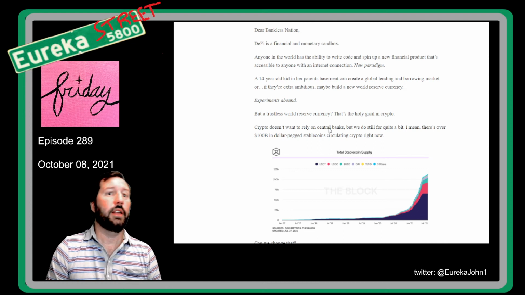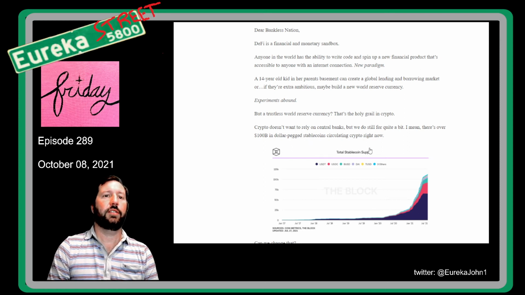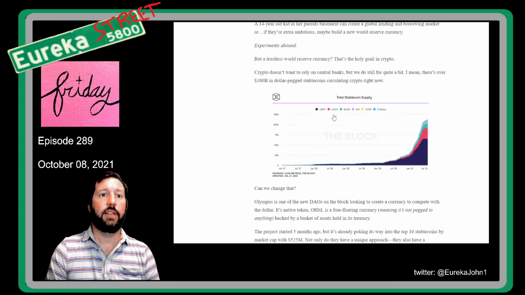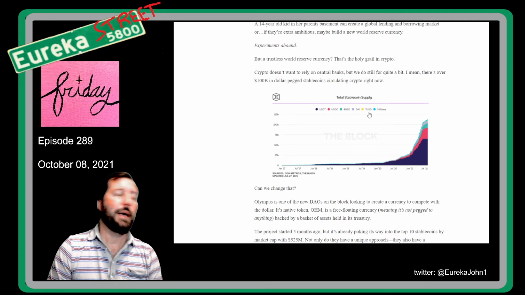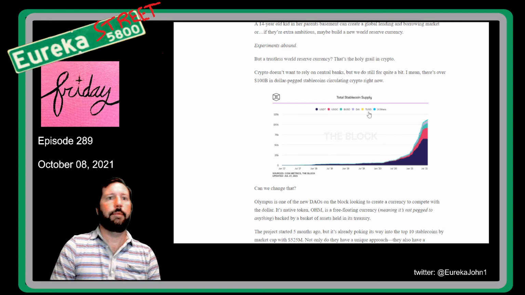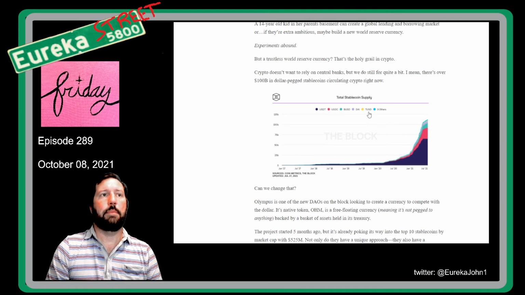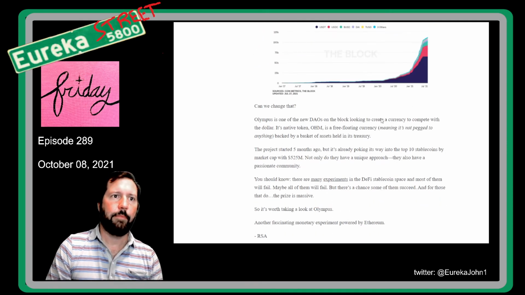Crypto doesn't want to rely on central banks, but we still do for quite a bit. I mean, there's over $100 billion in dollar-pegged stablecoins circulating in crypto right now, and that includes Tether, USDC, Binance USD, DAI, and TrueUSD. There's Pax, there's Gemini, there's a bunch, a plethora of stablecoins.